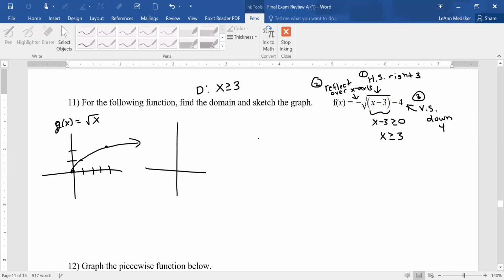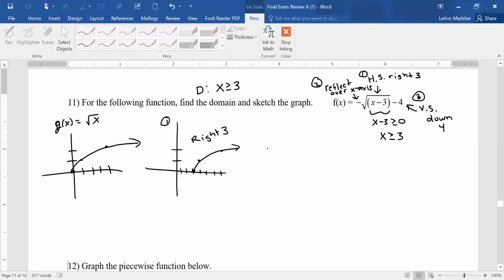So if I move everything right 3, 0, 0 would move right 3. 1, 1 would move right 3. So 1, 1 goes 3 to the right. And 4, 2, which used to be right here, will also go 3 to the right. So 4, 2 goes 1, 2, 3. So that's my right 3.